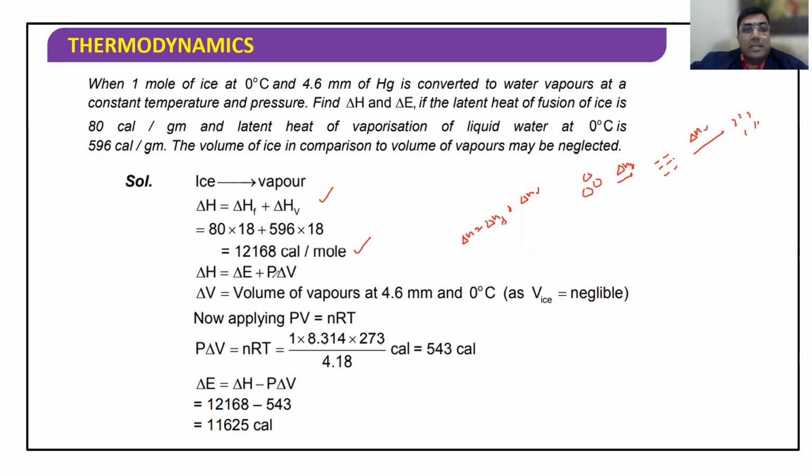Agree or not? So now rest of it, this PV is equal to nRT, you write. Now you get delta E. That's it. Finish. Clear or not? Yes, sir. Separately it is done because you got delta H, na? Delta H is equal to delta E plus delta n RT. Are you clear or not? Yes, sir. Use this formula. Easy only.